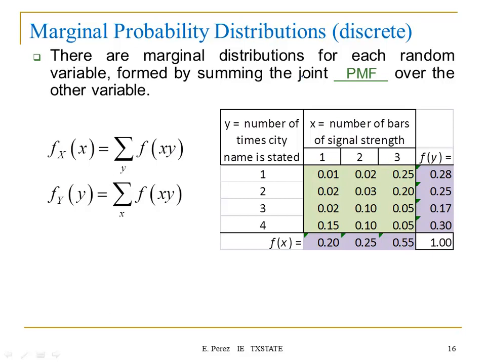You can do the same process for y. For y, you need to sum with respect to x. So for y equals 1, with respect to x equals 1, 0.01, with respect to x equals 2 and 3, you get the probability, which is 0.28. Those are the marginal distributions based on the joint probability distribution. Is that clear?